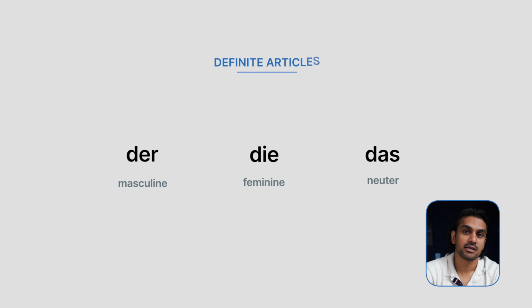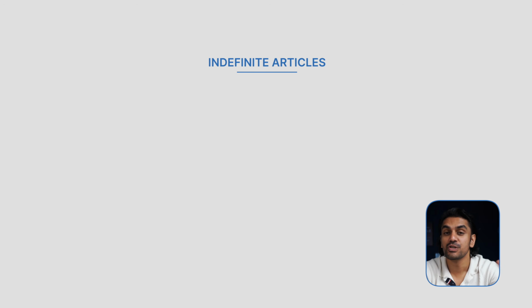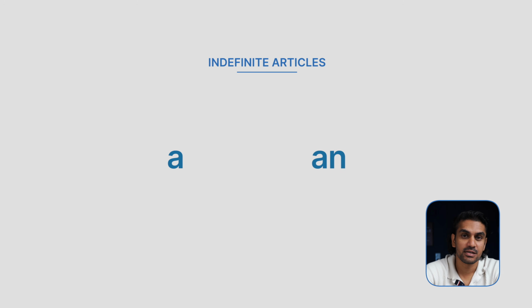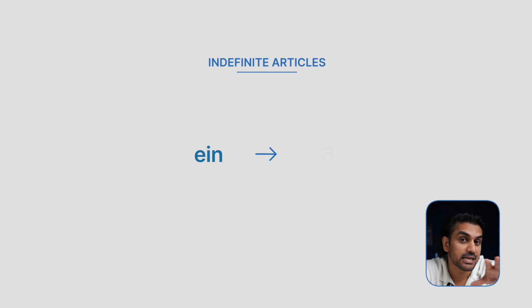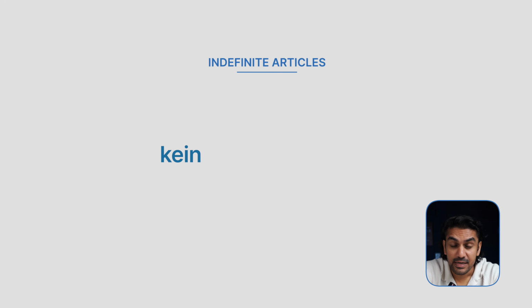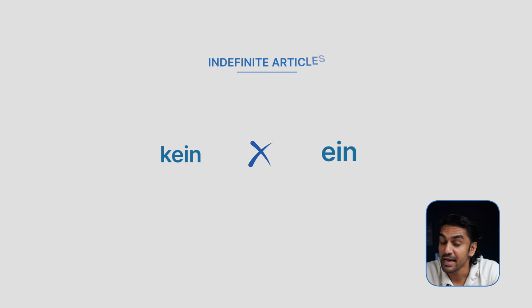Now that we understand how mein, dein, sein and all those possessive words work, let's look at something very similar. Ein and kein, because all three behave almost the same way. In addition to the definite articles, der, die, das, German also has the indefinite article which corresponds to a or an in English. We say a man, a woman, a child, right? So ein works just like the indefinite article a in English. Now kein is used to negate nouns that have an indefinite article or no article at all. Think of kein as the opposite of ein.